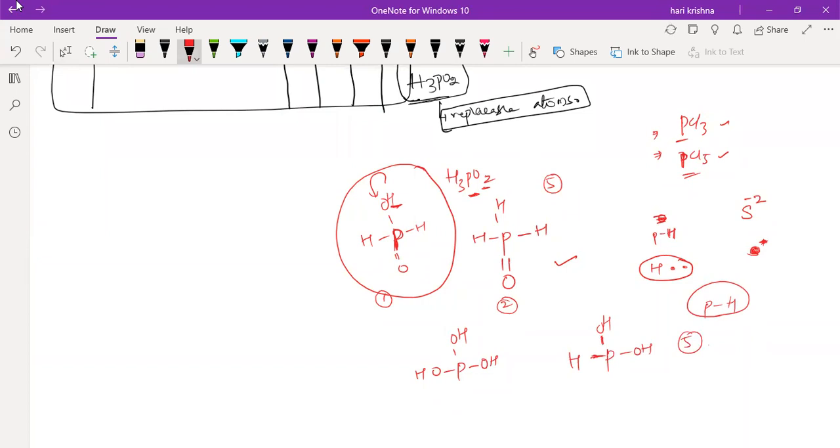Sir, can we take a double bond with OH? No, we cannot take it like this also. It's also wrong. Only a single bond will form with OH. Possible structure. The number of replaceable hydrogen atoms is only 1. Even though we have 3 hydrogens here, the number of replaceable hydrogen atoms is only 1.